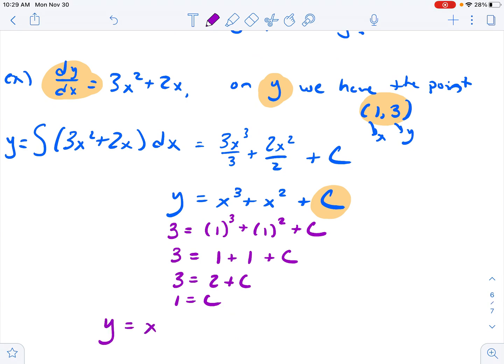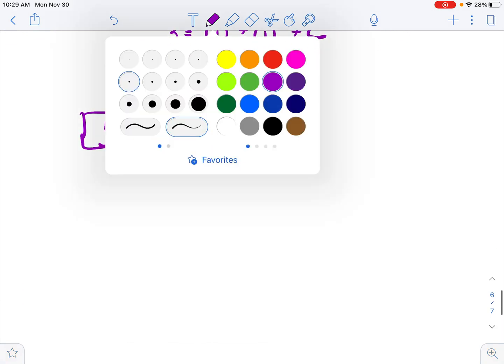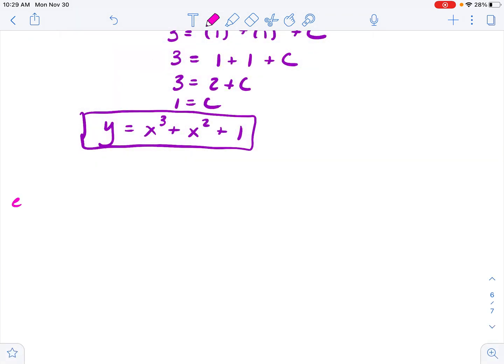And we get that value, and so the official y function going through that specific point becomes x cubed plus x squared plus 1, okay? So again, knowing a point that the original graph goes through allows us to solve for that arbitrary constant, okay?